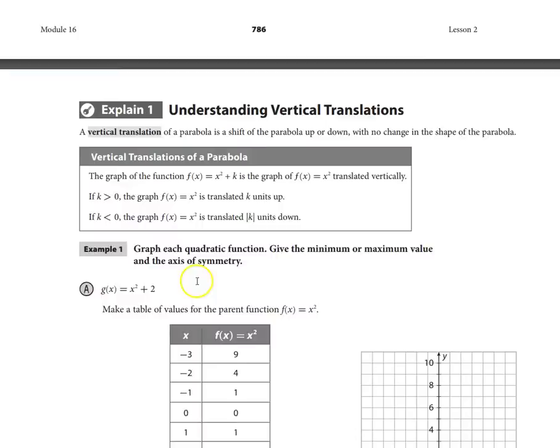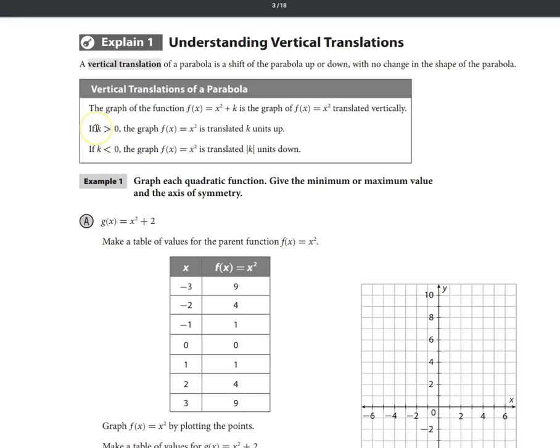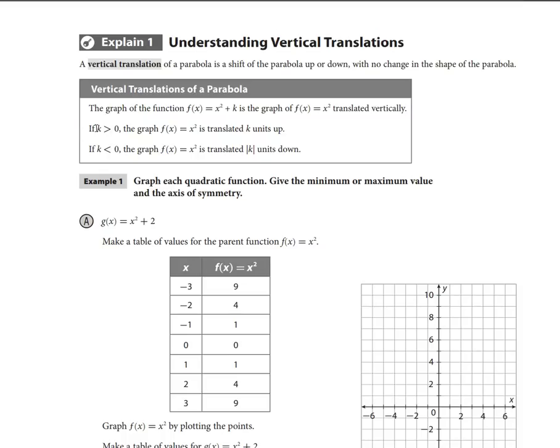All right. So what it's going to then talk about is a vertical translation. A vertical translation just means the graph is shifted up or down. It's not changed in its shape any, but how does that occur? That is based on the value of k. k is what's going to shift a graph up or down. So when I talk about k, I'm talking about k in the vertex form, where that's y equals a times (x minus h) squared plus k.